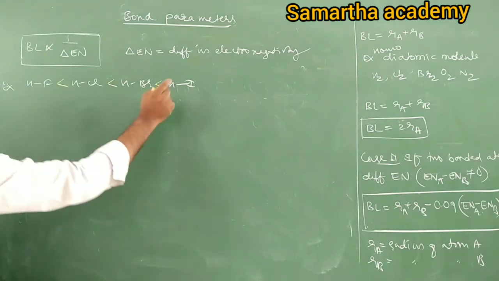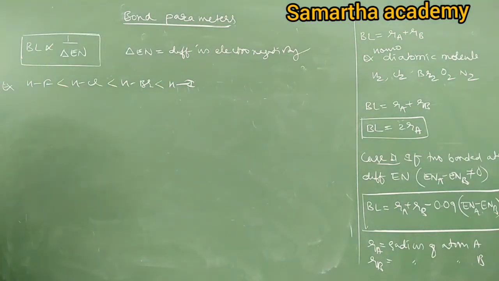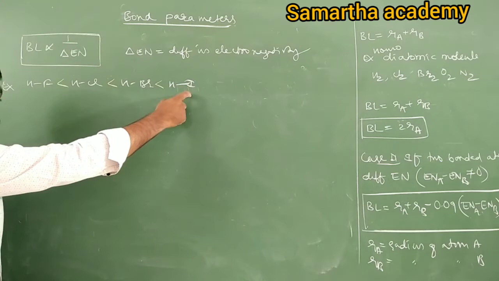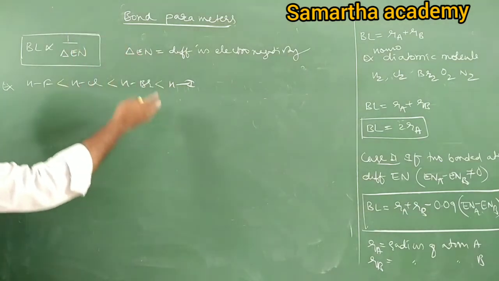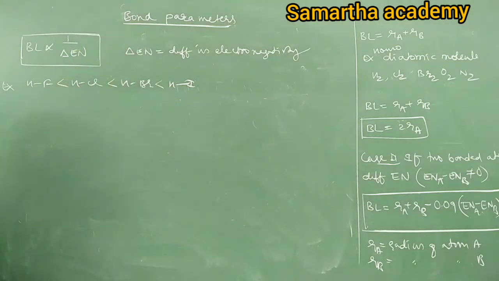So due to more bond length, HI can dissociate easily. It has less bond dissociation energy. It can be broken easily. Therefore, HI is a strong acid. We have studied that hydroiodic acid is the strongest acid among these acids. This is the first factor. Next, the second factor is bond order.